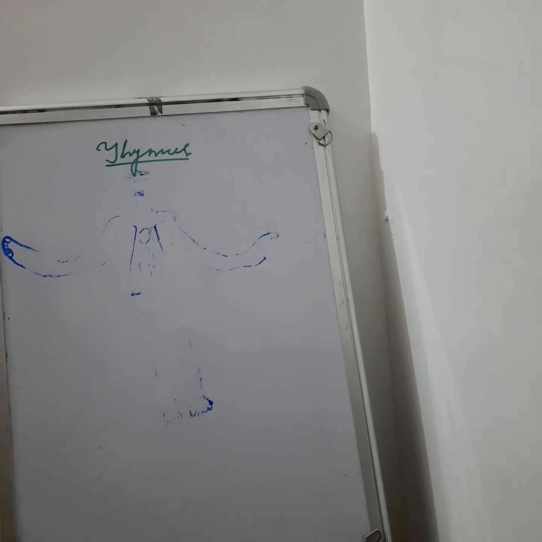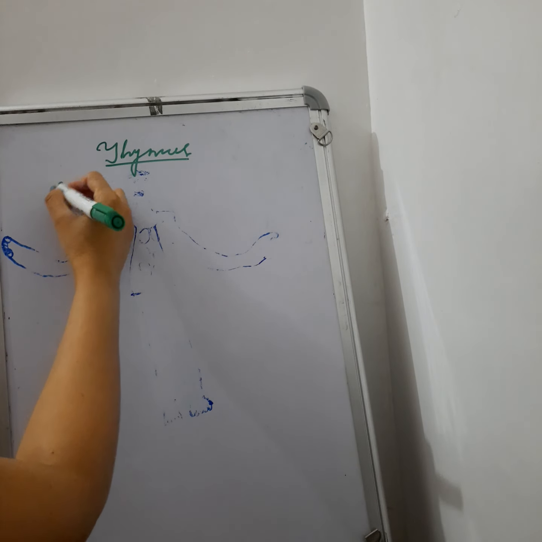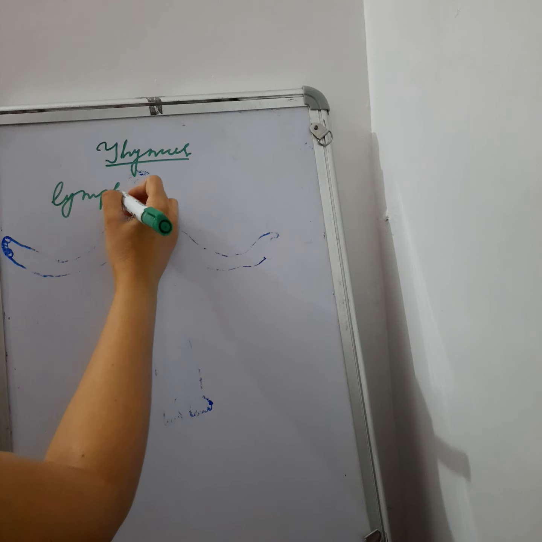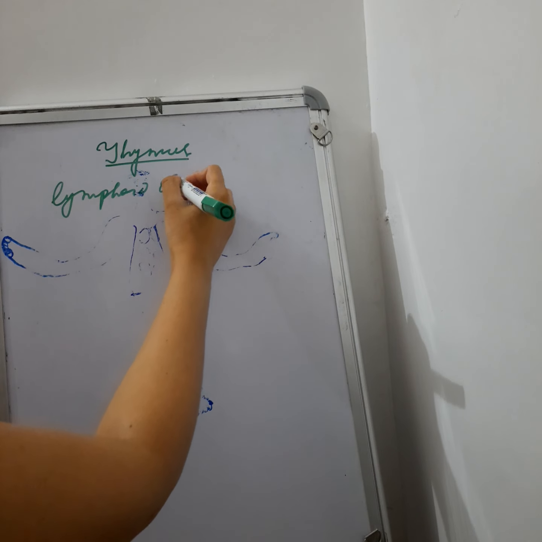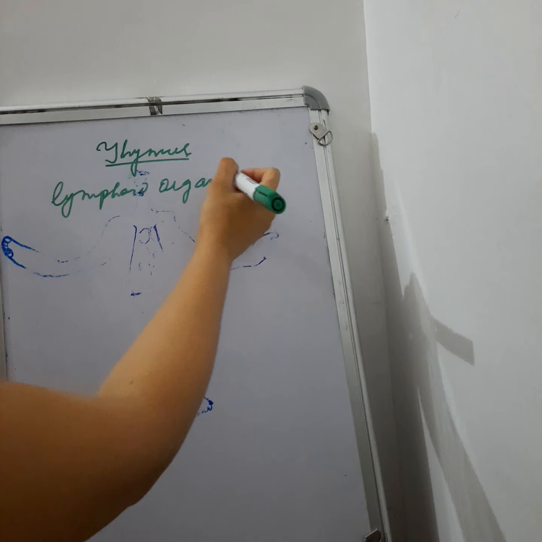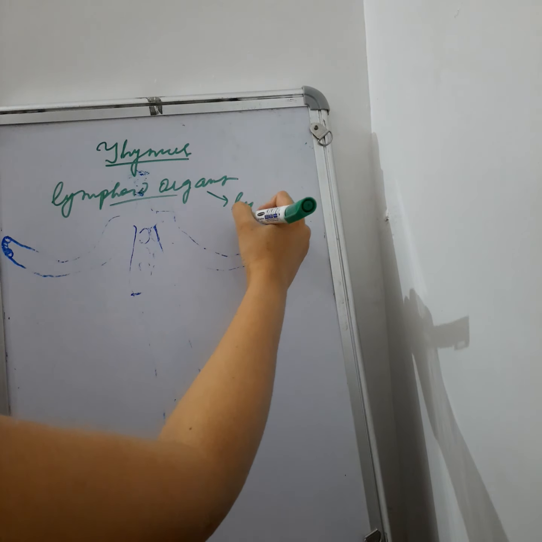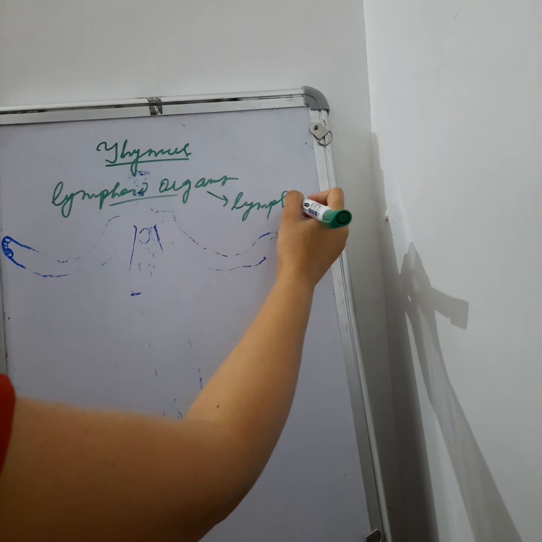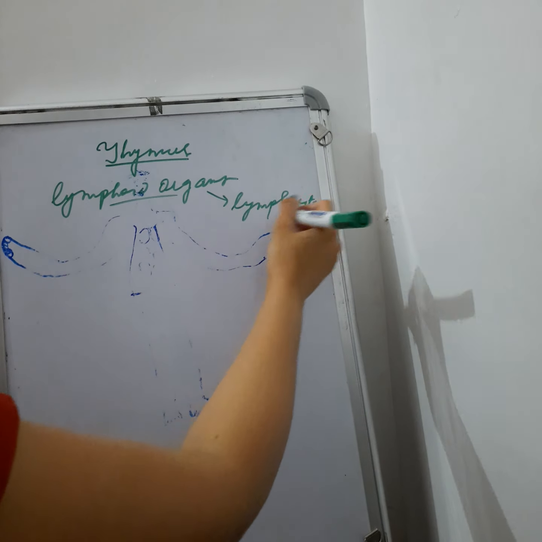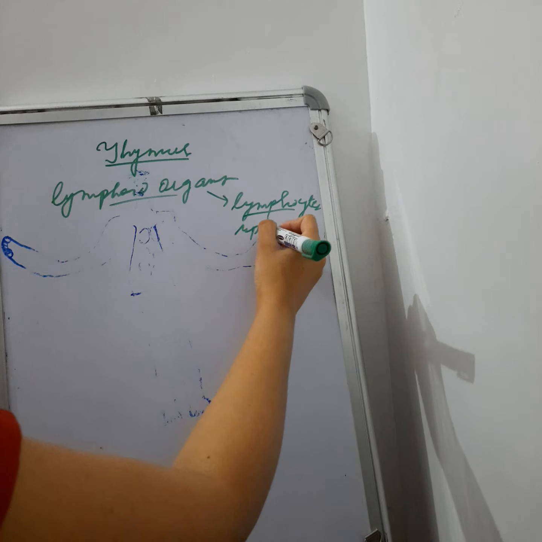Thymus gland, which is a lymphoid organ that gives the different lymphocytes up to the puberty.